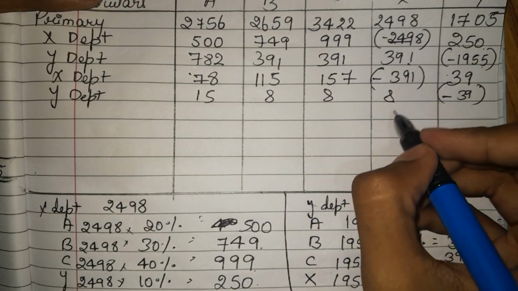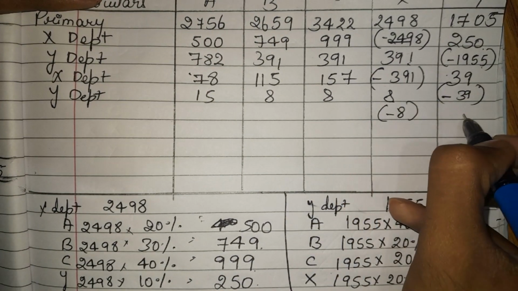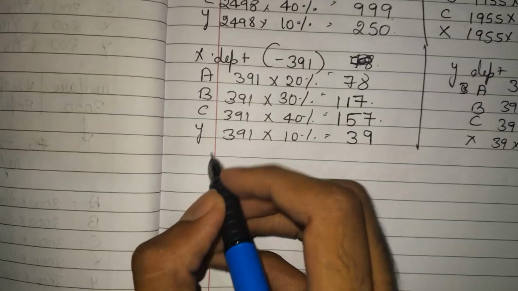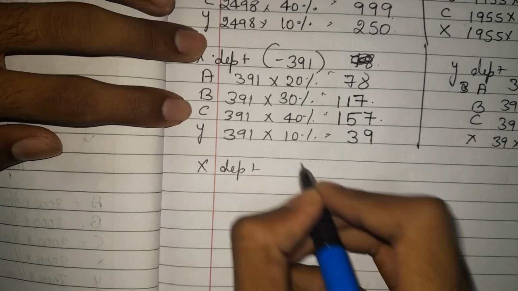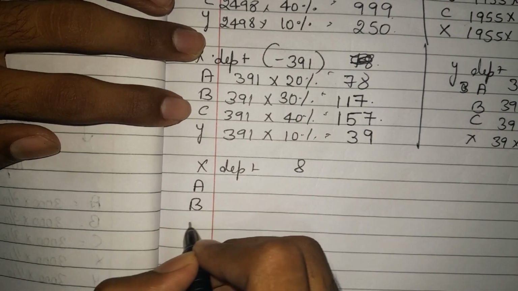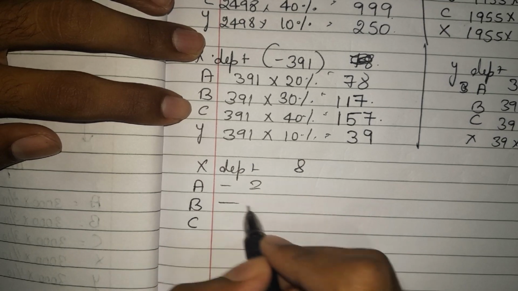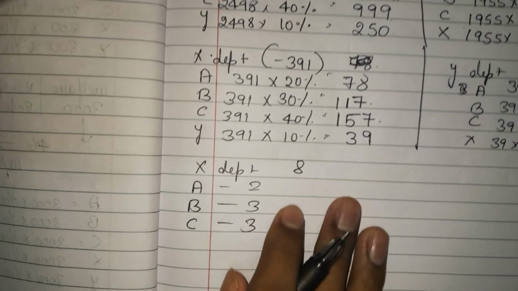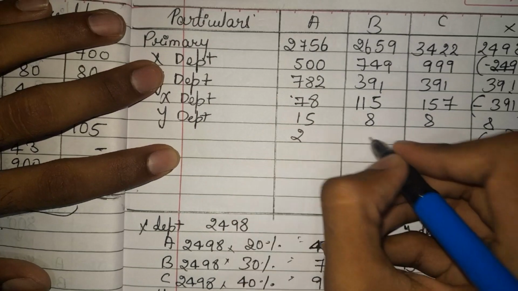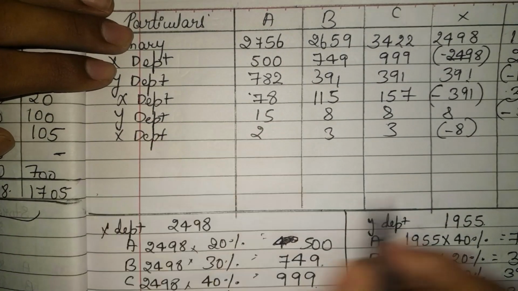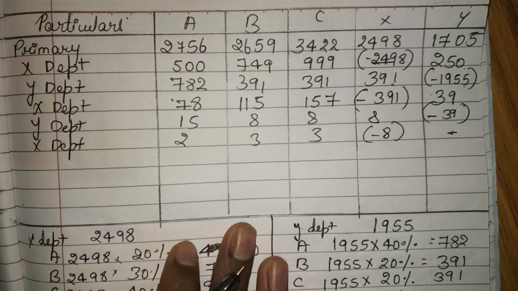Now again we got this 8 rupees, that again we have to distribute among other departments. So again we have X department expenses, that is 8 rupees. We have to divide among A, B and C. So we can divide it among 2 rupees, 3 rupees and 3 rupees according to the percentage. So 2, 3 and 3. This is again X department. So now we have to do the totaling.